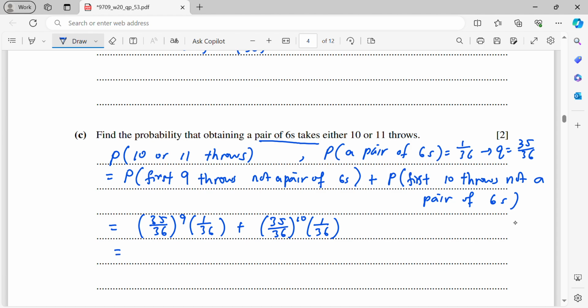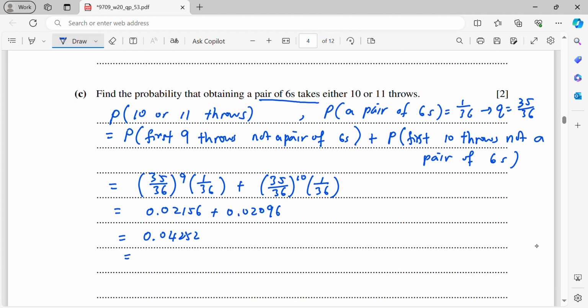Then from here, when I calculate, the first one is going to be 0.02156 and the second value is 0.02096. So when you add up both values, it will be 0.04252 and rounded up to 3 significant figures, for the final answer, it will be 0.0425. So that's the solution for part c.